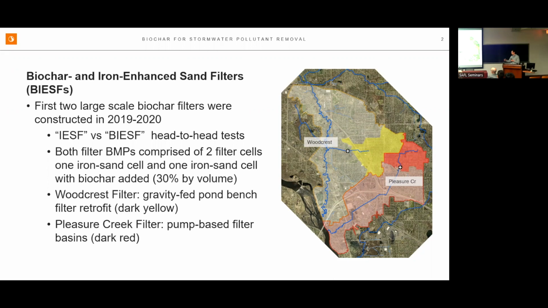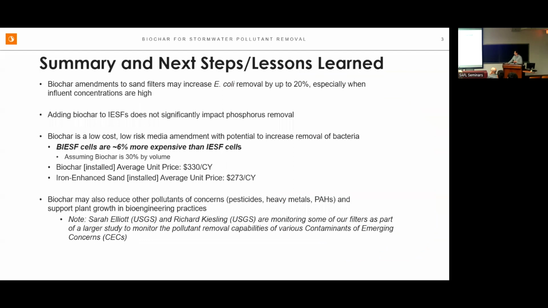And I think we have data from 2022, and then we have some more going online this year. We have 3 more that we'll also be getting some monitoring data from. So those are the first 2. Summary from these filters in the first 3 years.